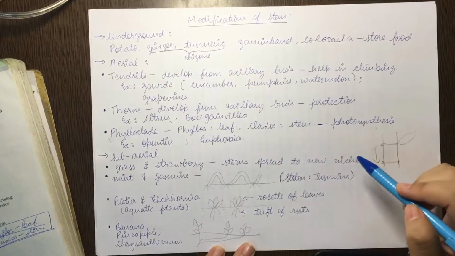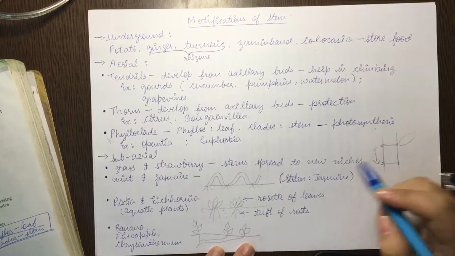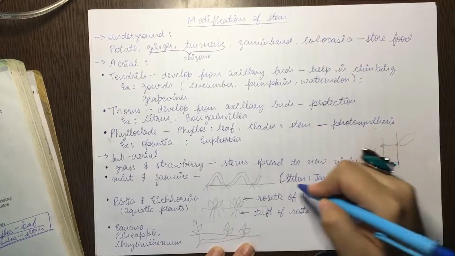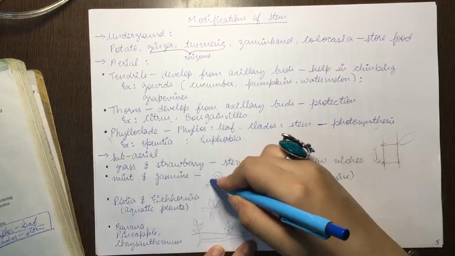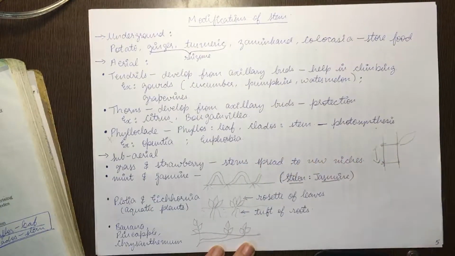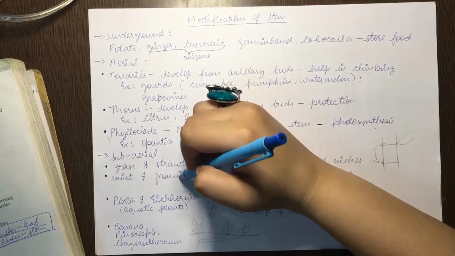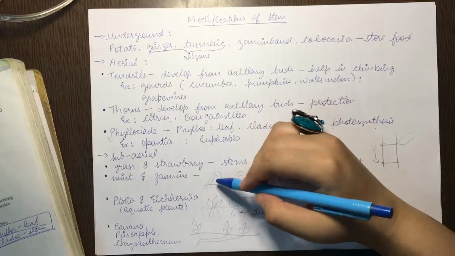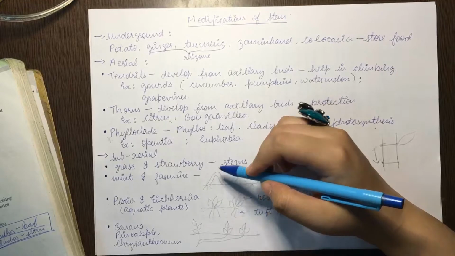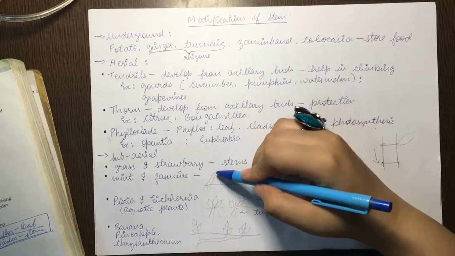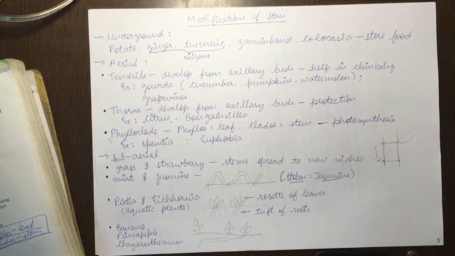Now the subaerial modifications, grass and strawberry. Stems of these plants spread to new niches. And mint and jasmine. Jasmine is an example of stolon. So this is how it goes. There's this curvature in the stems. In plants like mint and jasmine, a slender lateral branch arises from the base of the main axis, and after growing aerially for some time, it comes downwards to touch the ground. So I just read out the NCERT line for you.